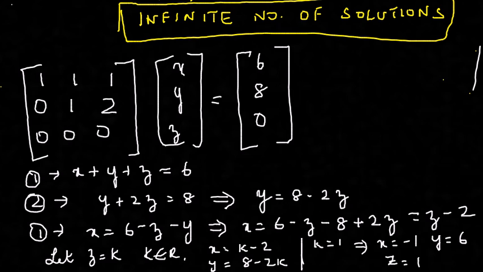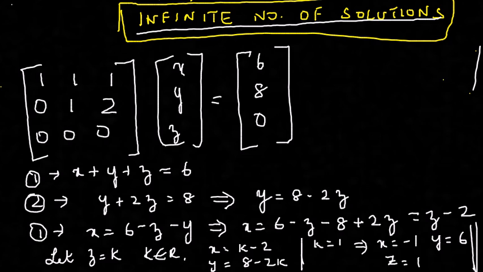So you need not write for all the different solutions. You can just sample for k equal to 1, but you have to mention that for different values of k you will get different solutions. Therefore the system has infinite number of solutions.